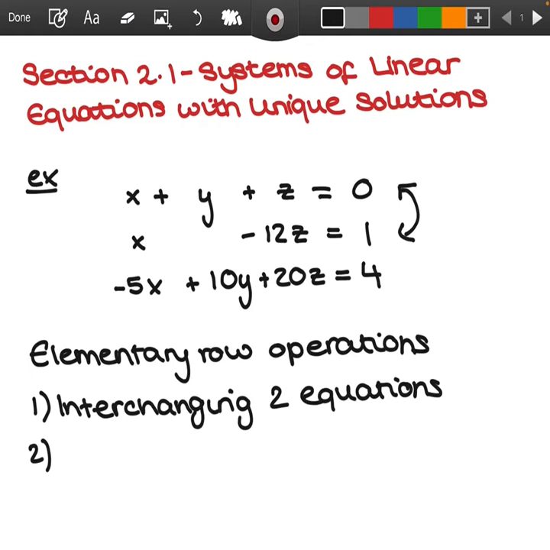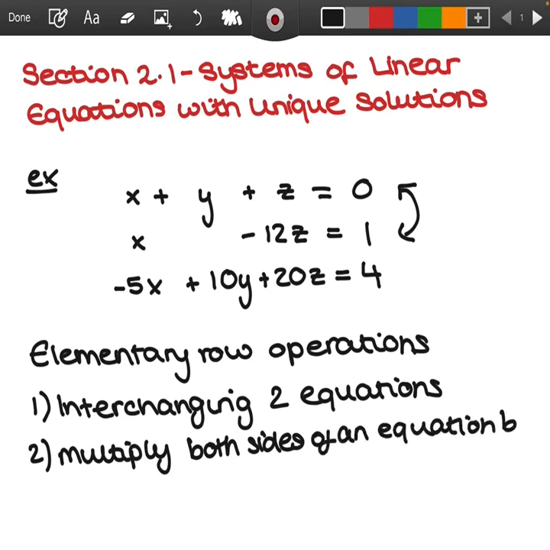The second thing that we can do is to multiply both sides of an equation by some non-zero number. Again, it won't change the solution to our system in any way, because you can simplify that equation again by just dividing by that number. It doesn't make any difference to what our solution is. It's actually making it slightly more complicated in the short term, but it can help us in the long term to solve this problem more easily.